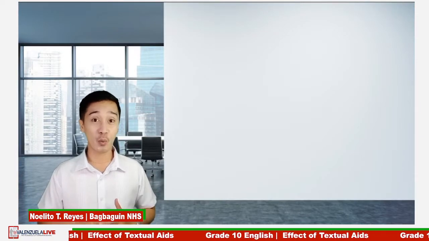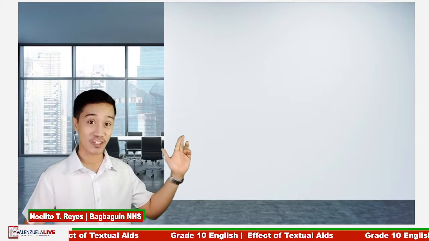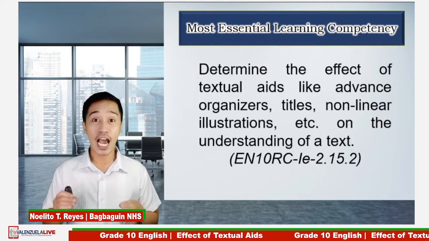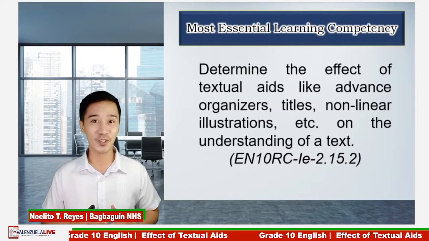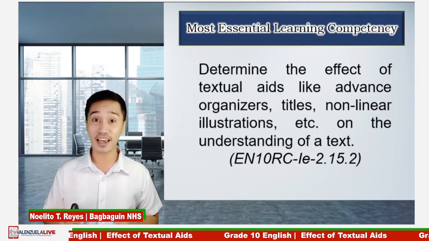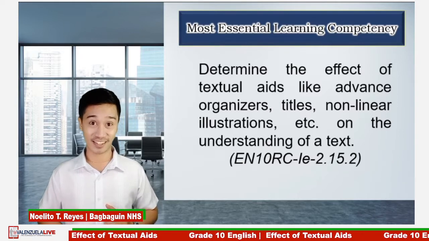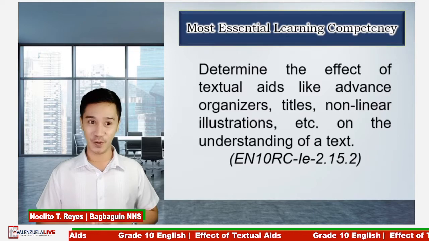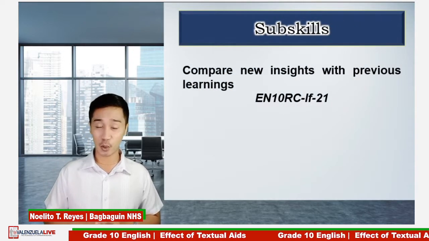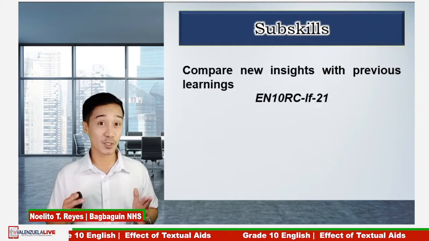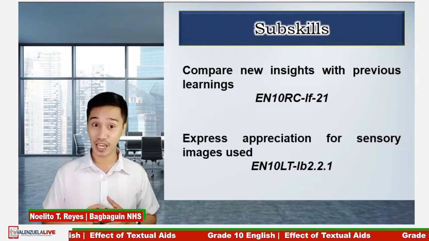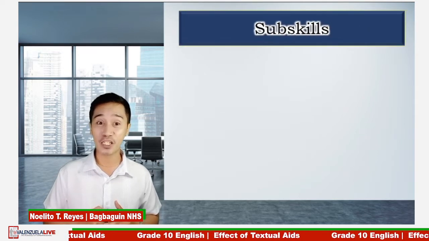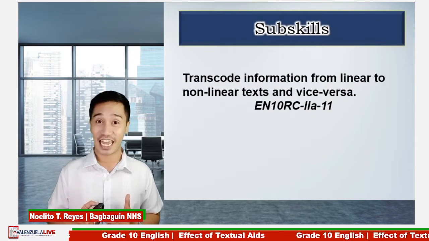Our session today will revolve around this most essential learning competency: determine the effect of textual aids like advanced organizers, titles, nonlinear illustrations, etc. on the understanding of a text. And to make things on point, our sub-skills are as follows: compare new insights with previous learnings, express appreciation for sensory images used, and transcode information from linear to nonlinear text and vice versa.